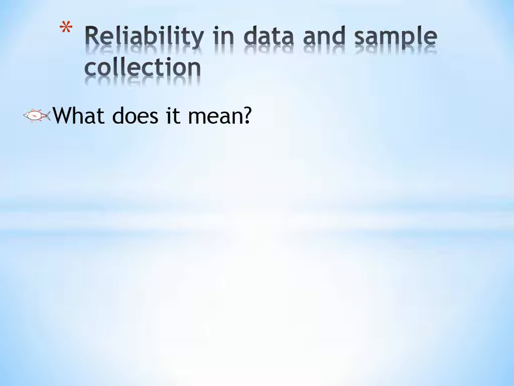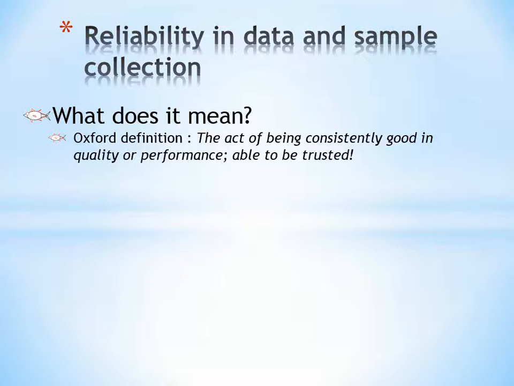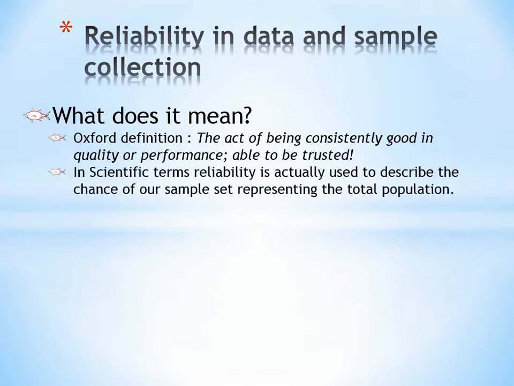Sometimes we talk about reliability in very loose terms, but the Oxford Dictionary meaning of it is the act of being consistently good in quality or performance, and realistically, that translates to being able to be trusted. In scientific terms, reliability is used to describe the chance of our sample set, which could be a set of biological samples or a set of routine measurements, representing the total population of what we're actually trying to achieve, particularly when we're sampling animals. We might be testing water quality samples, and in that situation, it will be the sample set representing the total water quality parameters of that ecosystem at that point in time, I guess, might be the easiest way to describe it.